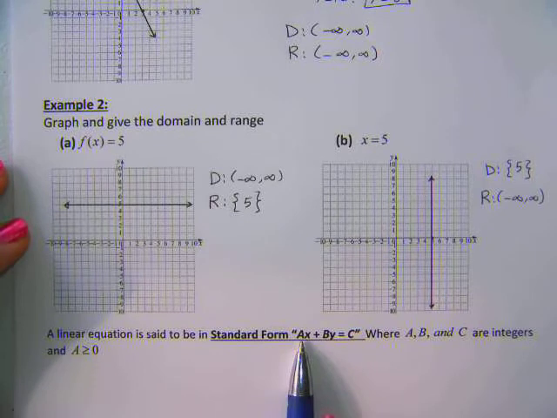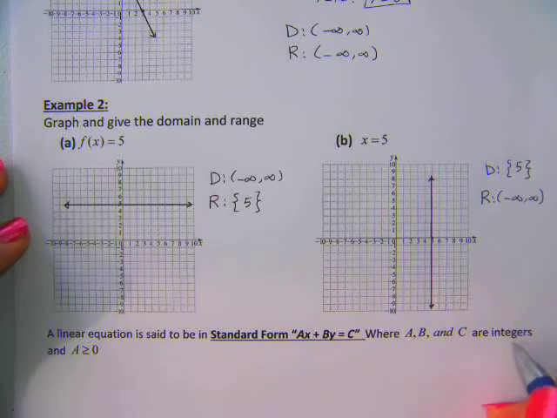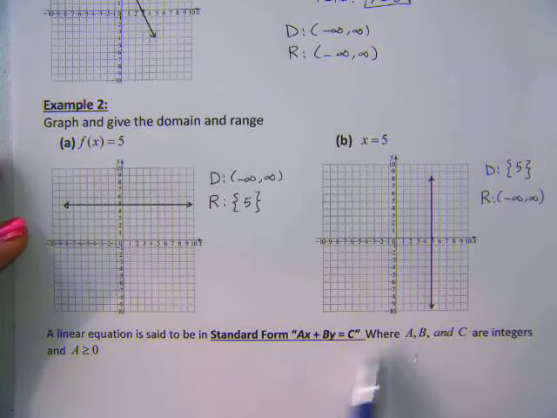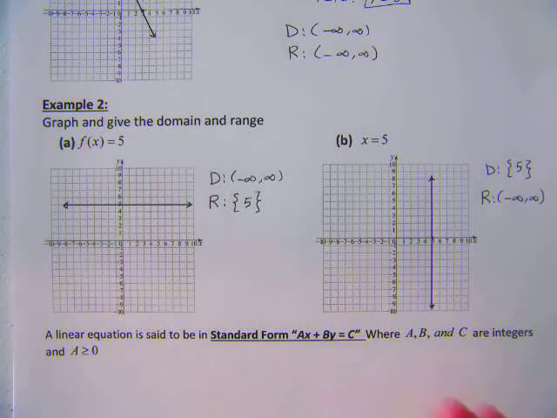Now it is important to know that a linear equation is said to be in standard form when it is written as ax plus by equal to c. Now a, b, and c are integers. Remember integers, right? The whole numbers, positive or negative. But a, which is the coefficient of x, has to be positive.